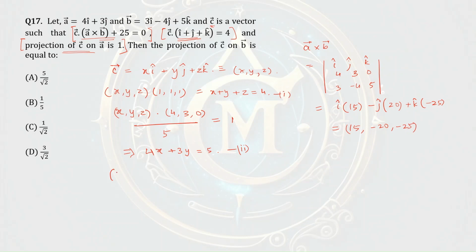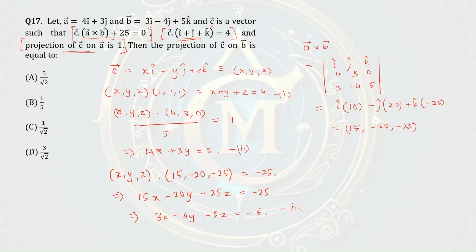So the third condition is that (x, y, z) dot this vector (15, minus 20, minus 25) is equal to minus 25. That means 15x minus 20y minus 25z is equal to minus 25. If we cancel the 5 from all, this becomes 3x minus 4y minus 5z equal to minus 5. This is our third equation. So how to solve these 3 equations?